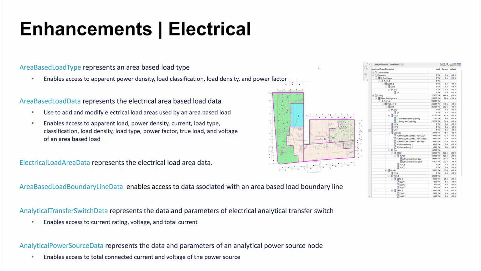And you use this to add and modify electrical load areas used by an area-based load, and it enables access to a number of properties of an area-based load. Further, we've got a number of other additional data types, including electrical load area, area-based load boundary lines, analytical transfer switches, and analytical power source data. So basically very similar behavior, enabling access to different properties for different data types in the electrical analytical space.